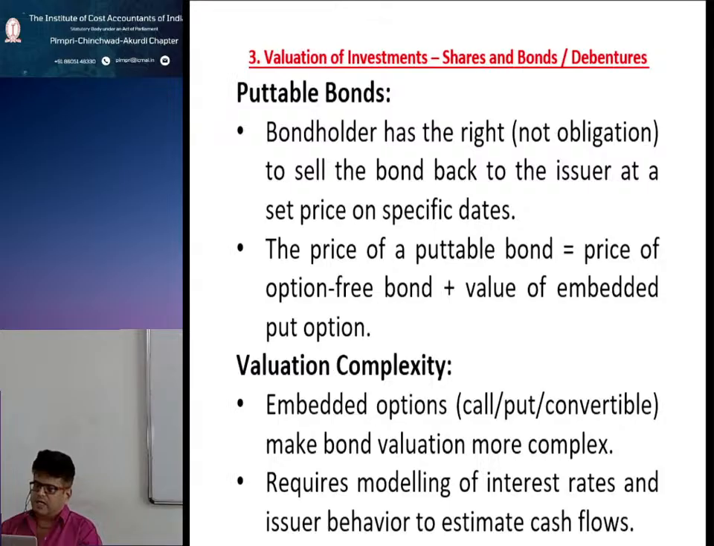Puttable bond. These are the characteristics of a puttable bond. The bondholder has a right, not an obligation, to sell the bond back to the issuer at a set price on specific dates. The price of a puttable bond is equal to the price of an option-free bond plus the value of the embedded put option. So this is the formula in a way for puttable bonds. Now, valuation complexities are there in such bond valuation. If there are embedded options like call, put or convertible, bond valuation becomes more complex. Valuation requires modeling of interest rates and issuer behavior to estimate the cash flows.